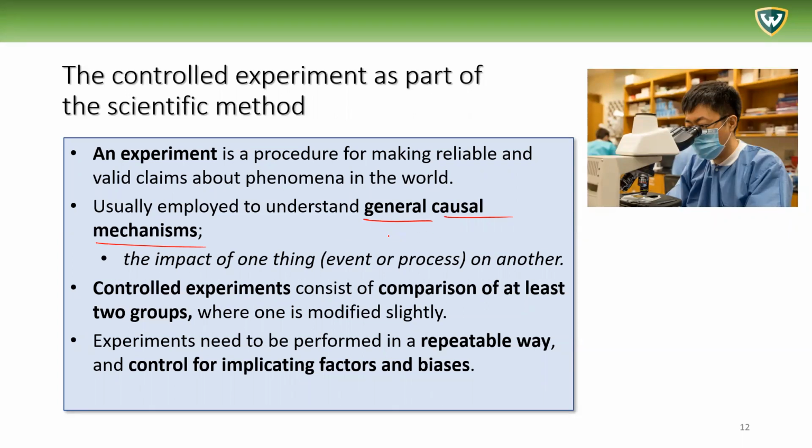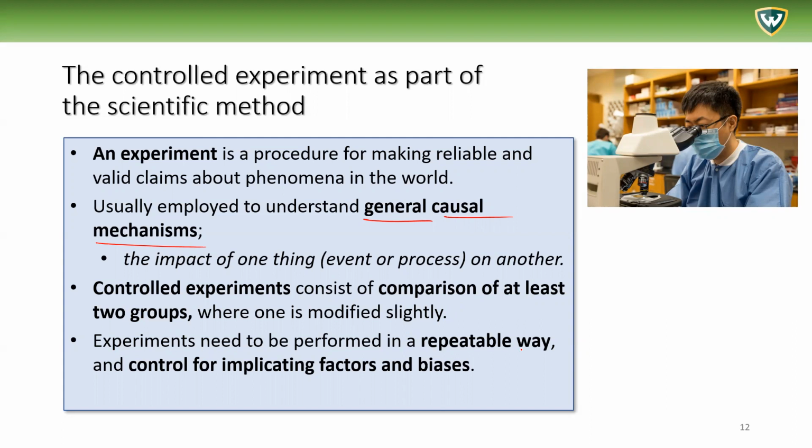So not just, what made me drop my coffee on the floor this morning, but what generally makes me wake up in the morning and go to work. So just a more general, repeated set of events or processes. Controlled experiments consist of comparison of at least two groups where one is modified slightly and the other is not, called the control. So we control for various factors to test a single main factor or variable of interest. And we'll talk more about this in detail here.